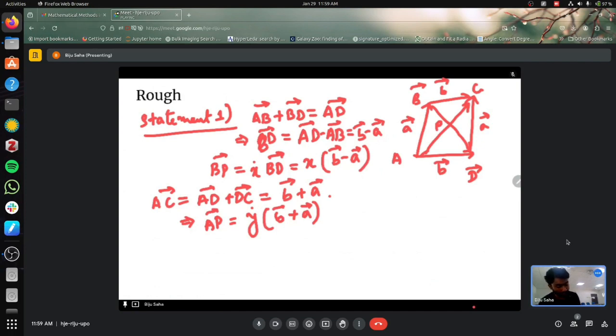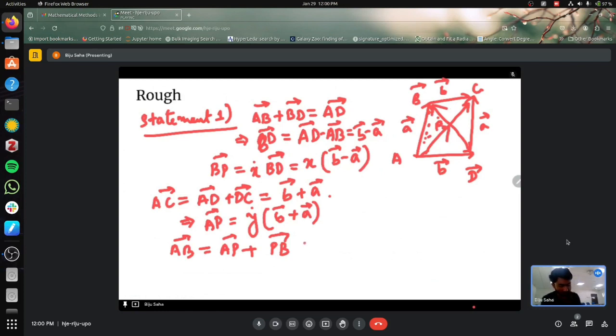One very important tool we have in hand right now is to write AB vector equal to AP vector plus PB vector. This can be written because, using this small triangle, AB vector is equal to AP vector plus PB vector. So that can be written like this.